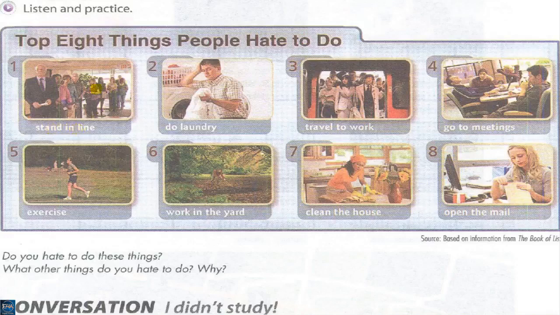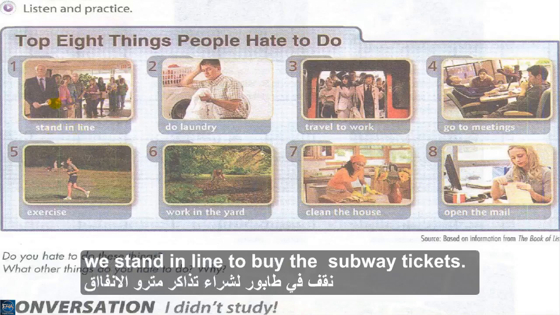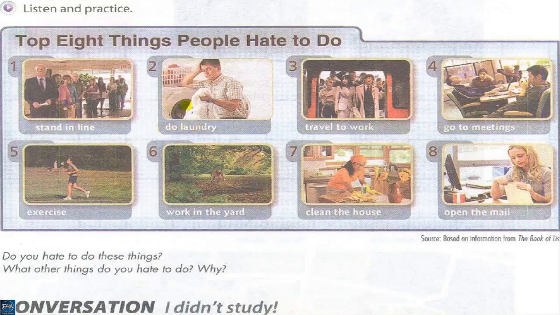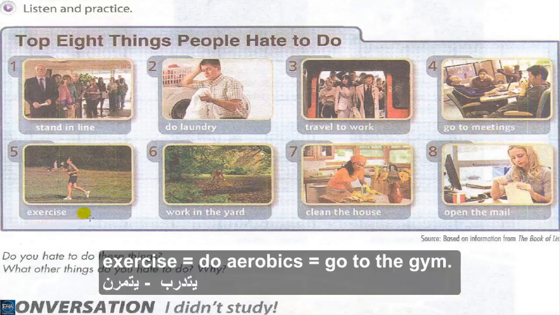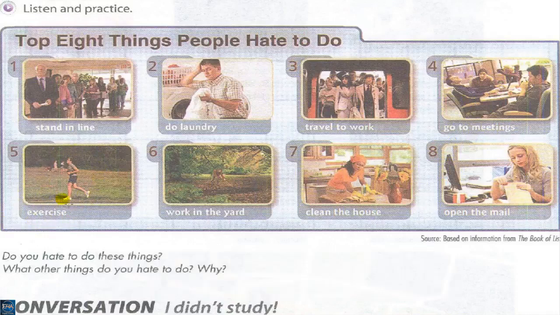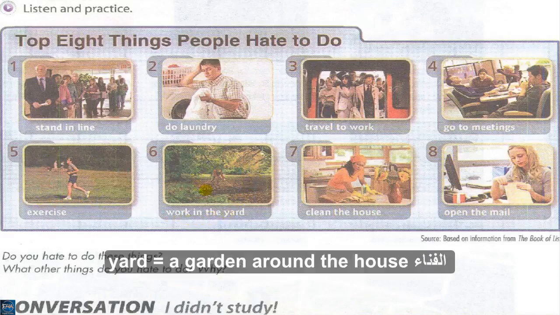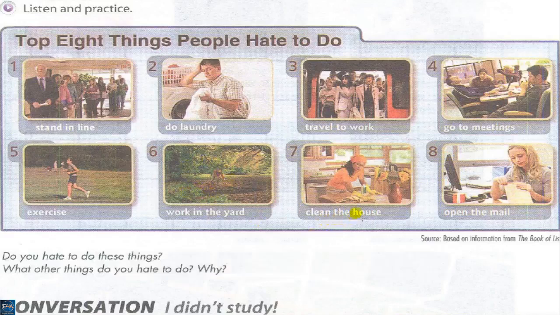Stand in a line. We stand in a line in the subway to buy tickets. Do laundry. Washing. To wash the clothes. Travel to work. To go traveling. Go to meetings. Meetings, T, soft D. Exercise, to do aerobics, to go to the gym, to walk. Work in the yard, to work in the garden. The yard, the garden around your house. Clean the house, to clean your house. Open the mail. Open the letters.